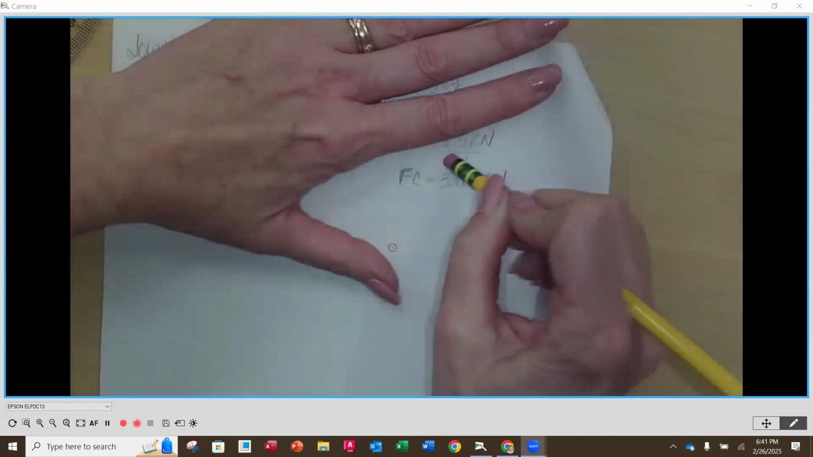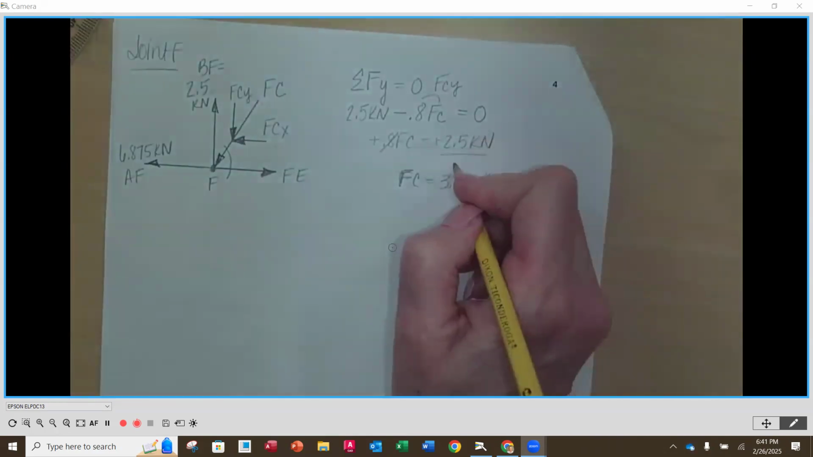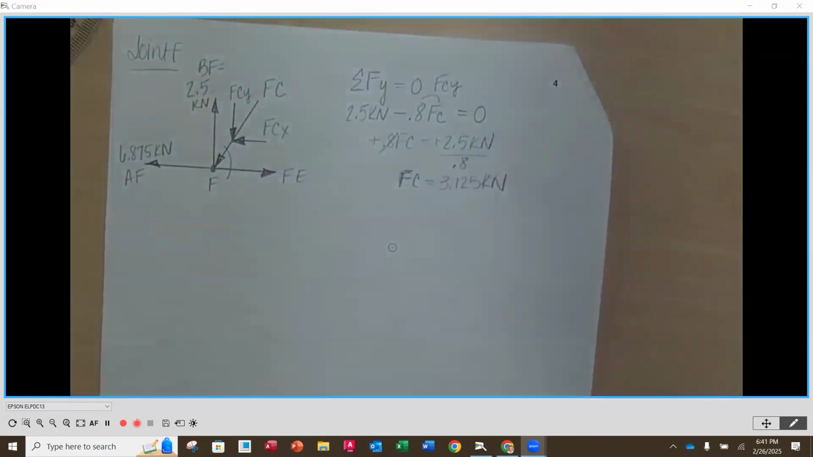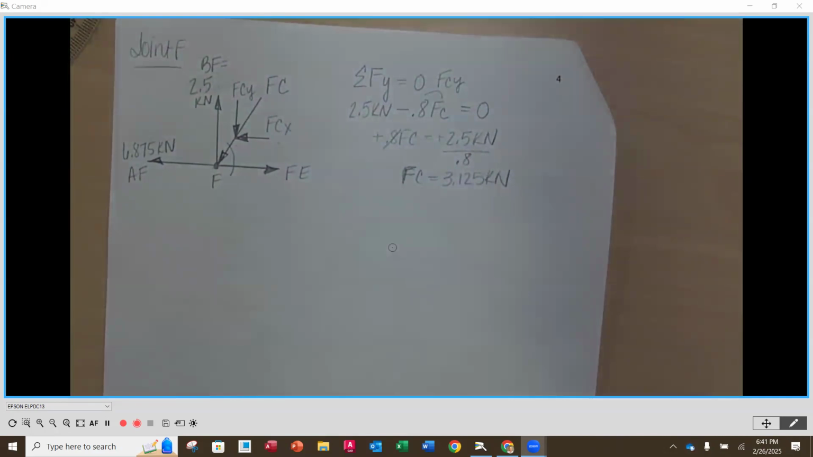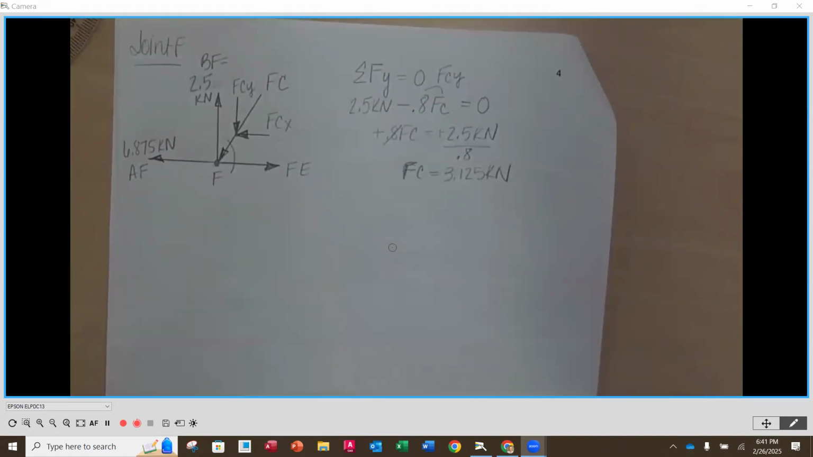It sounds familiar. You had that number before, right? If you end up getting repeat numbers as you go through a truss, you know you're doing it correctly. Not that they all have to repeat or be used in different places, but knowing that we got a 3.125 here and we had a 3.125 on the first joint, that means that's good. Okay, am I done with the magnitude of FC? I can move on.